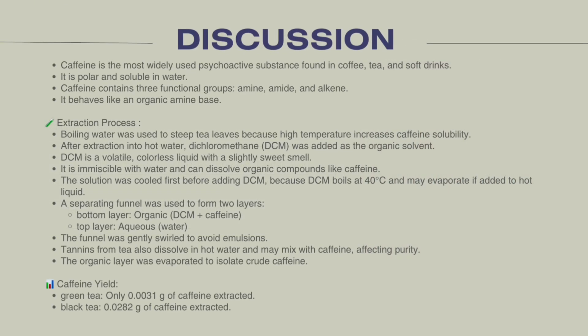For the discussion, caffeine is the most widely used psychoactive substance found in coffee, tea, and soft drinks. It is polar and soluble in water. Caffeine contains three functional groups: amine, amide, and alkyne. It behaves like an organic amine base.